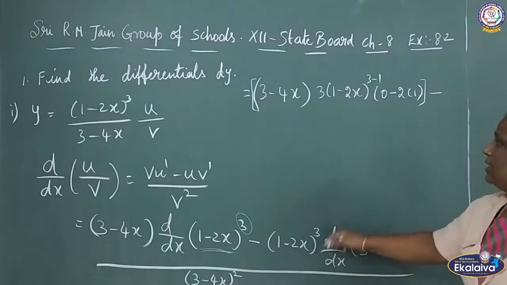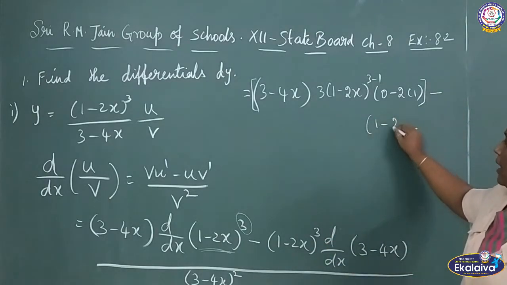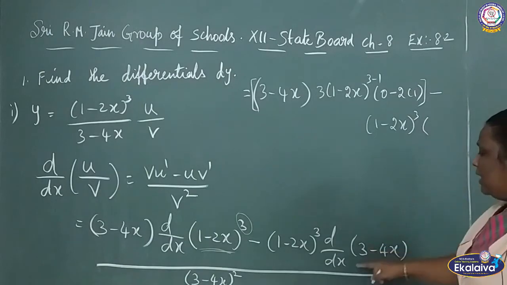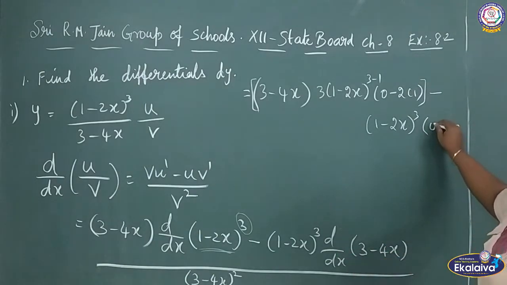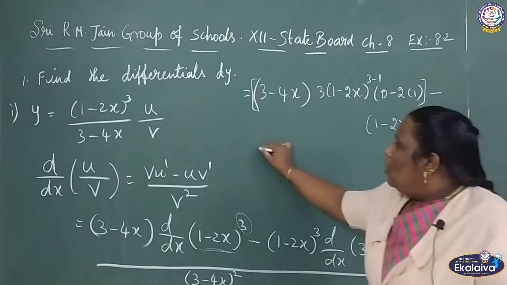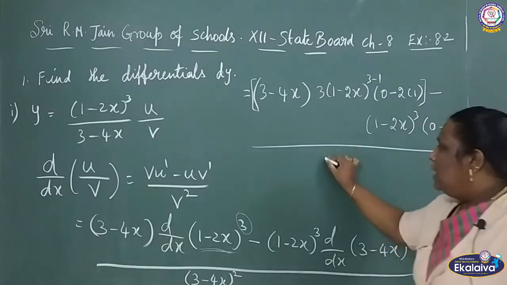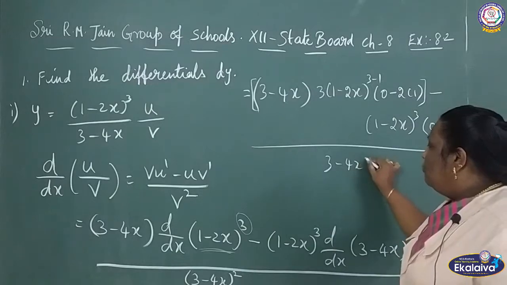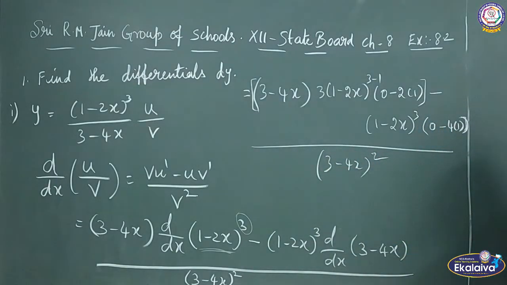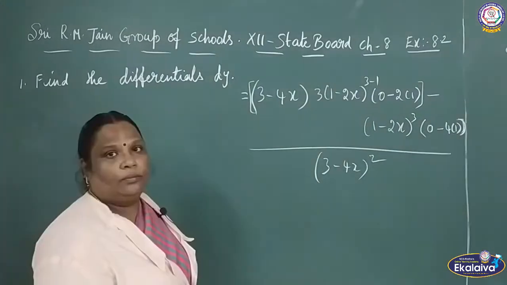Minus. See here, I will write it here. (1 minus 2x) the whole cube, differentiation d by dx of (3 minus 4x). See, 3 becomes 0, minus 4 into 1, whole divided by (3 minus 4x) the whole square.